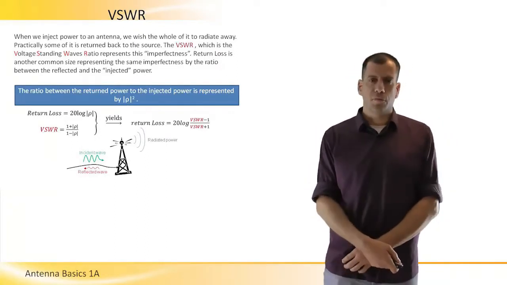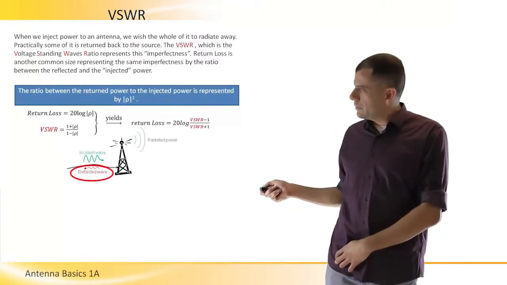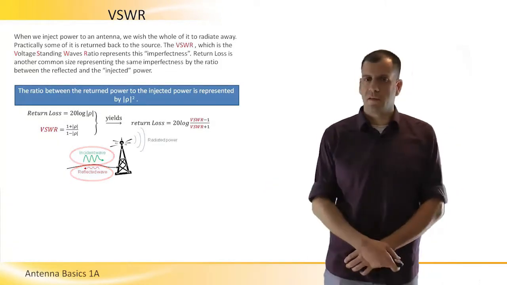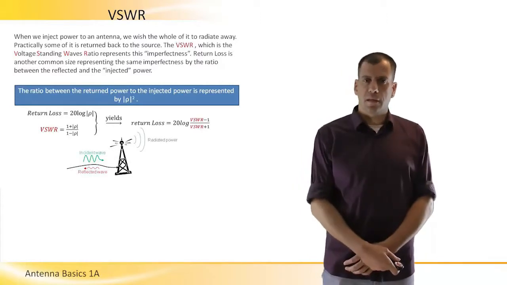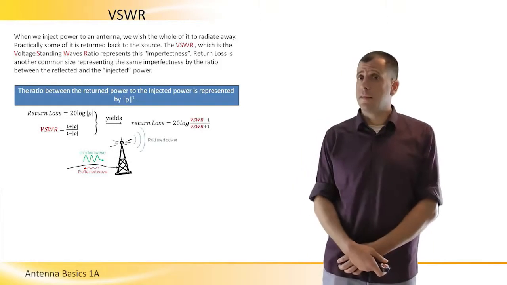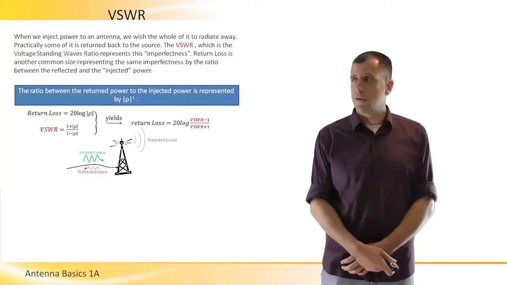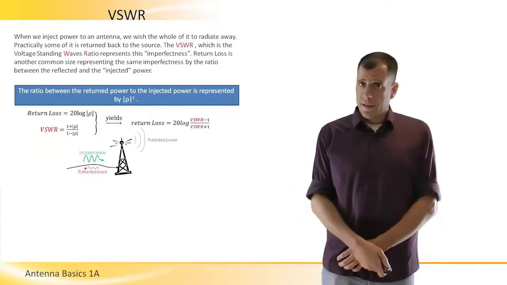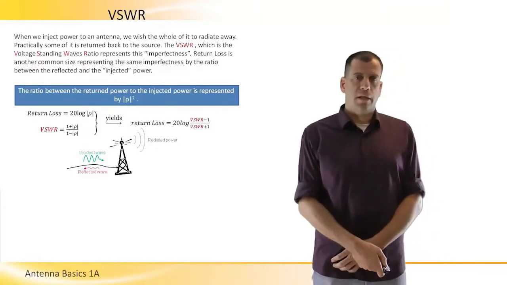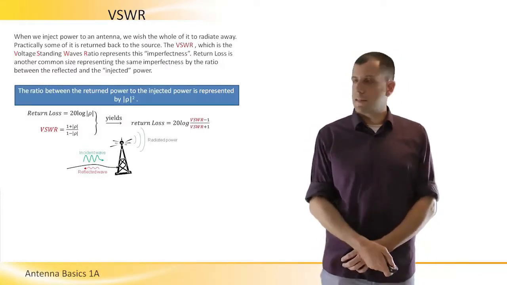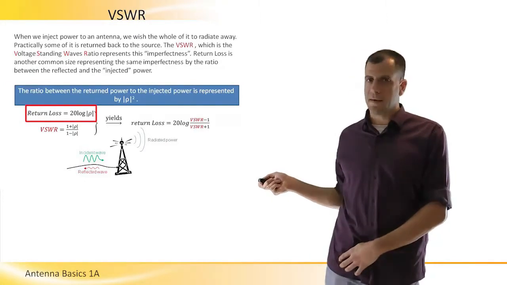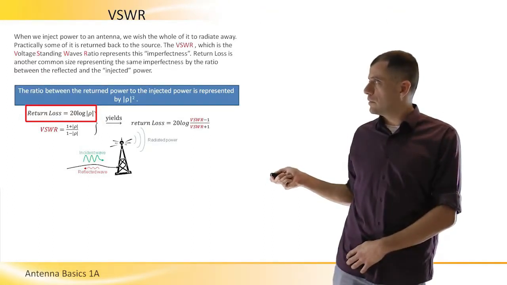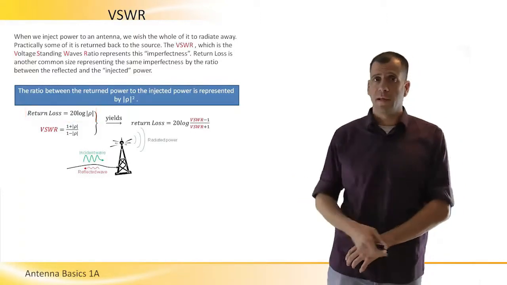measuring the ratio between the return wave and the incident wave, the one that is marked here in green color, the ratio between them is represented by the symbol rho, the Greek letter rho. Another term that is actually the same term, and very common in specs, is the return loss. The return loss is actually the same: how much we lose relative to the power that we have injected into the antenna.